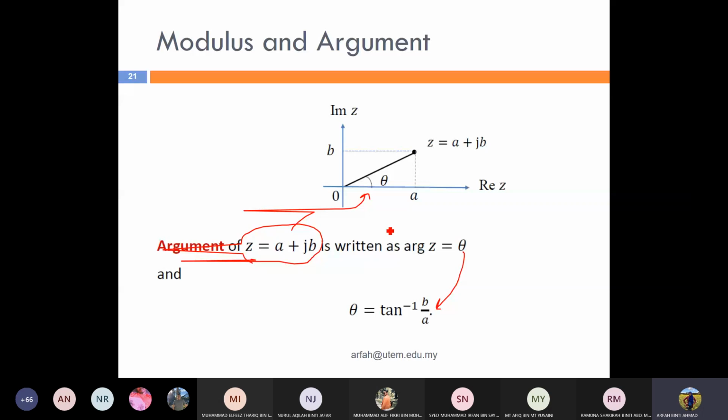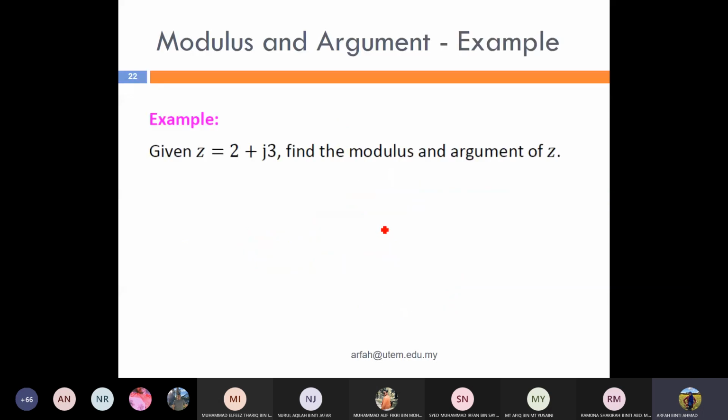So ada soalan? Yang lain? Clear or not? So cuba buat example ni. Modulus and argument example. Saya bagi awak masa sekejap, awak try this one. Given Z equal to j3, find the modulus and argument of Z. So refer balik dekat nota tu, apakah modulus dan apakah argument. It's very simple. So try this one.